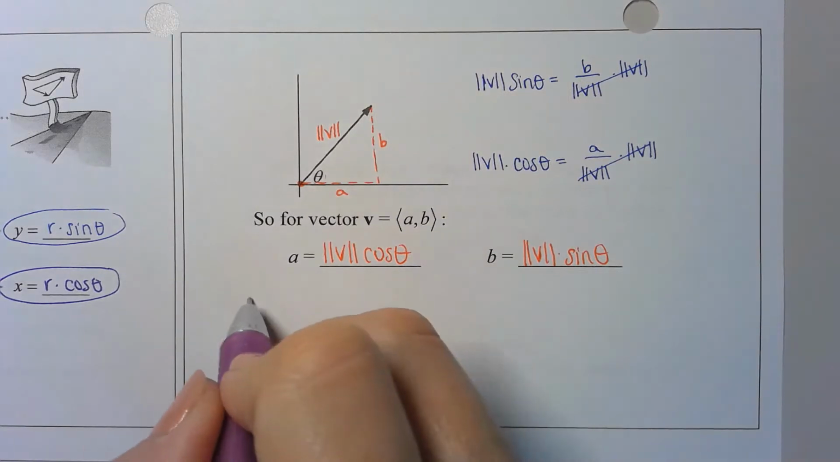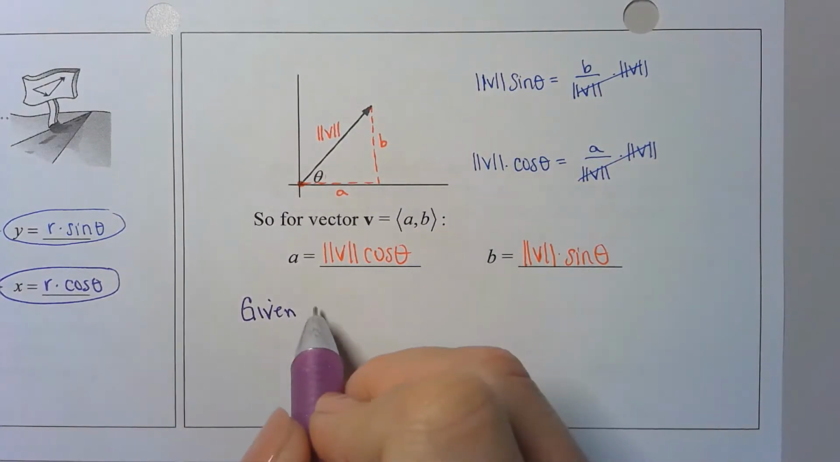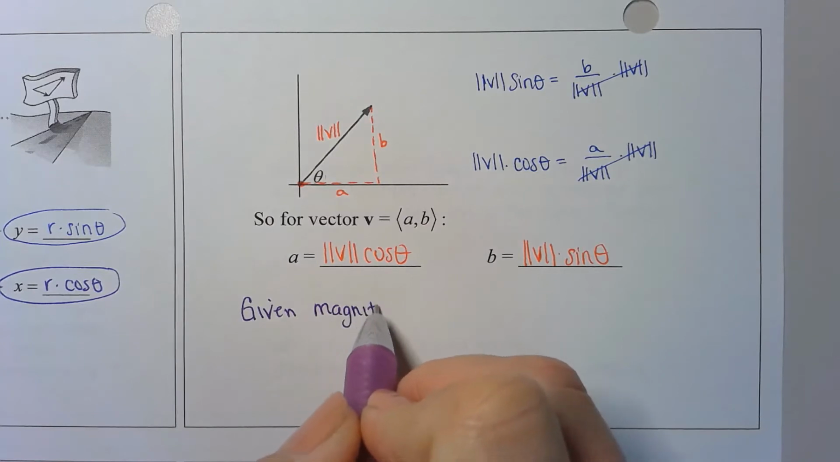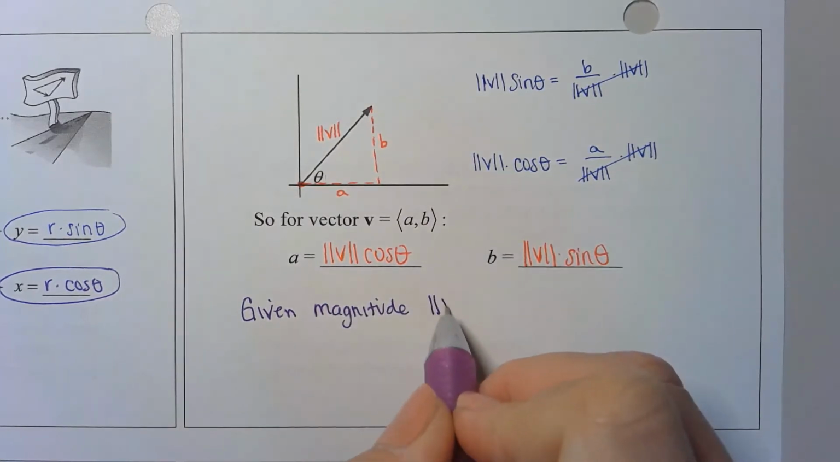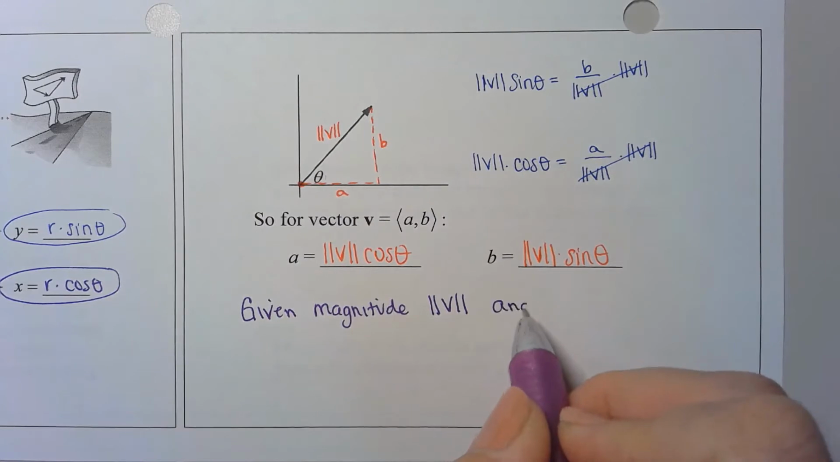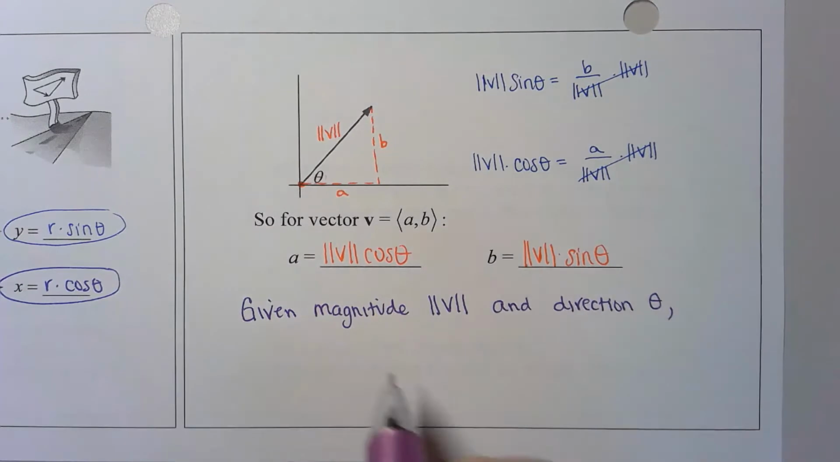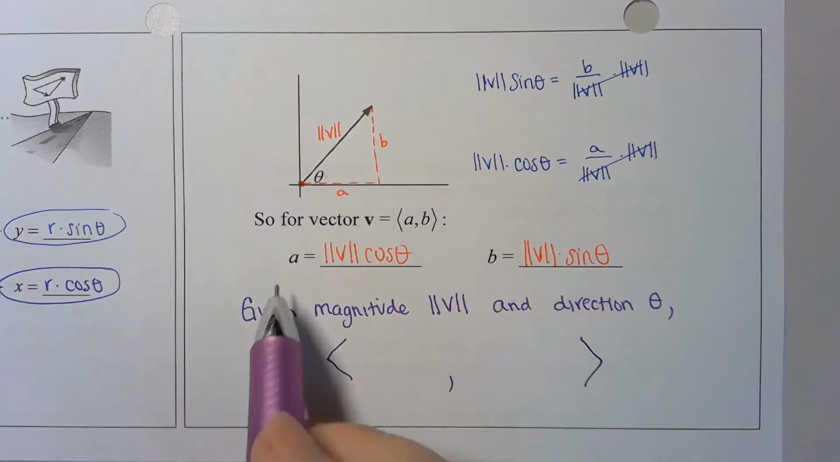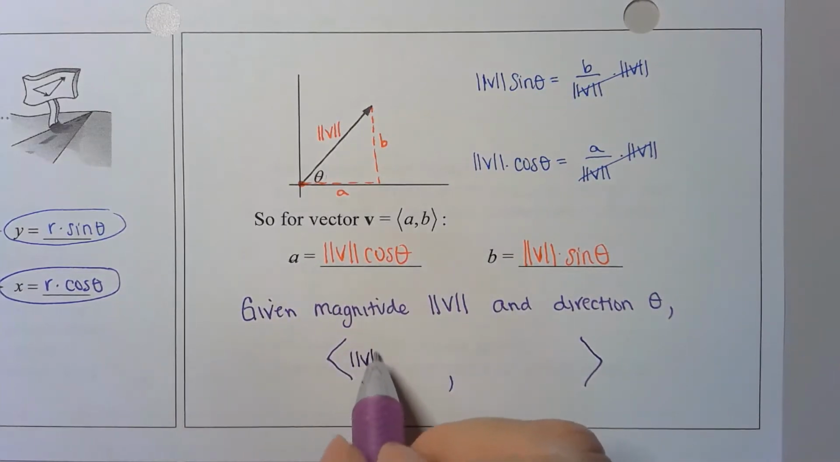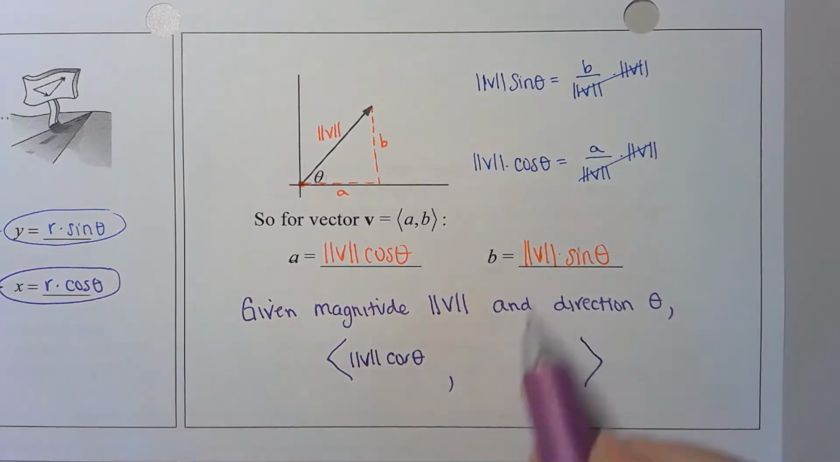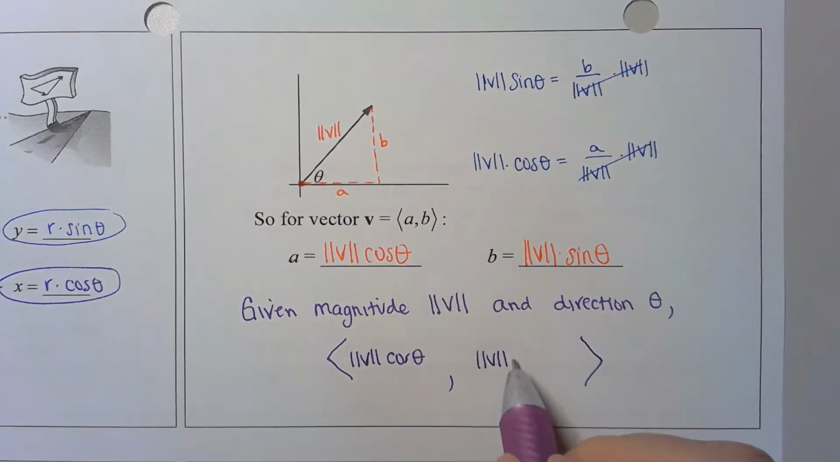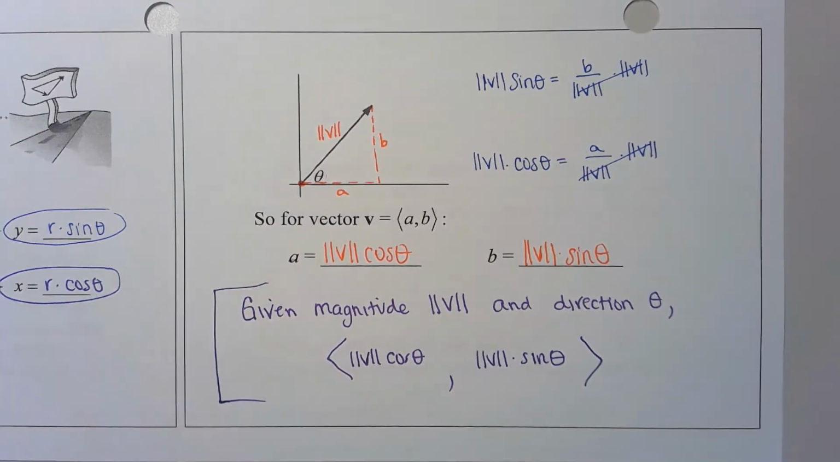So the idea is if we are given the magnitude, which is the absolute value of v, and the direction of the angle is theta, we can put the vector in component form. The horizontal component is the magnitude times the cosine of the angle. The vertical component is the magnitude times the sine of the angle. Just some right triangle trigonometry. Okay.